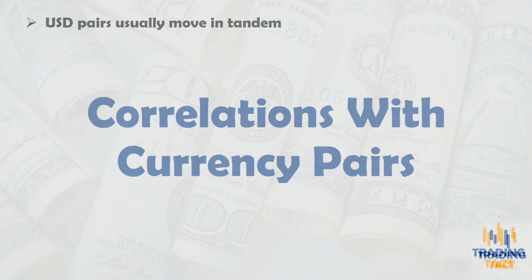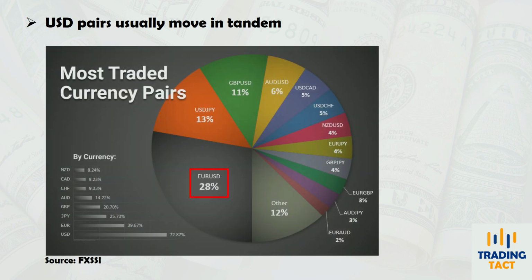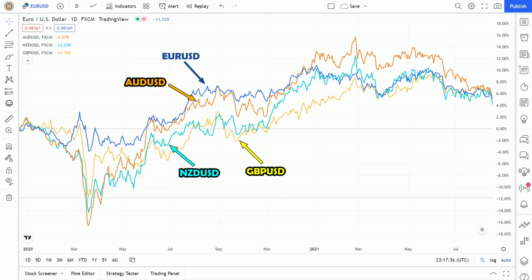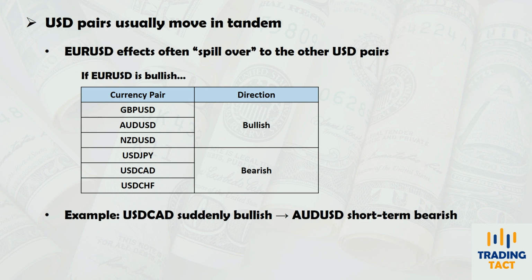Being the most heavily traded currency, USD pairs tend to move in tandem. Take the euro dollar for example. Making up almost 30% of Forex turnover, most traders use it to express their view on the US dollar. The euro dollar, pound dollar, Aussie dollar and Kiwi dollar have moved in tandem for most of 2020 and 2021. If the euro dollar is bullish, and barring major changes in non-US dollar currencies, chances are the downward momentum of the dollar will carry over to the other majors. Likewise, if markets are quiet and the dollar Canadian suddenly moves higher, there's a good chance that the Aussie dollar will have short-term weakness.